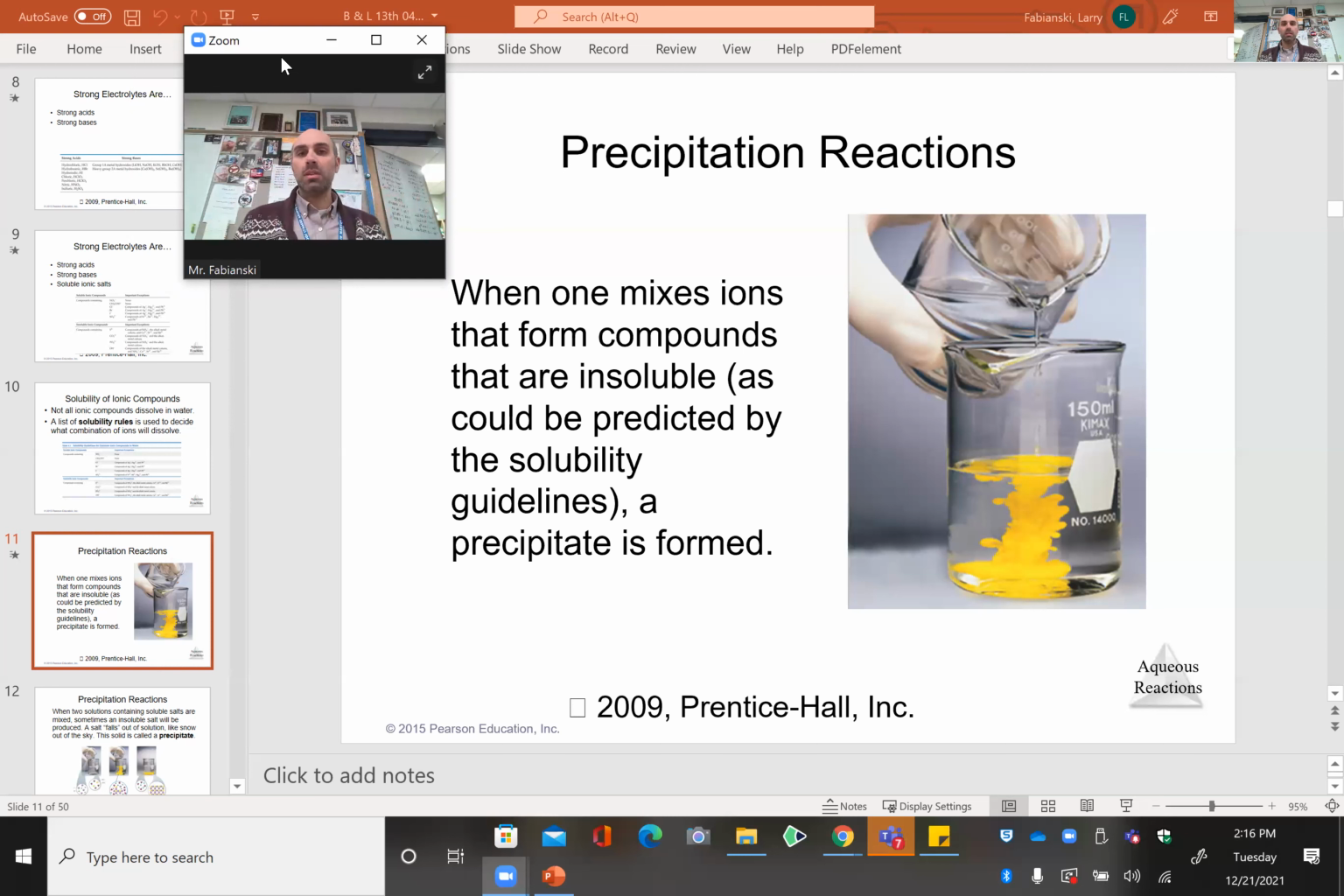We talked about solubility over summer. You still have your packets. You have the solubility rules. The solubility rules are also in your book. Just go into the index, search up a solubility table, and you'll find them. You can even type it in the internet. You'll find a whole bunch of them, I promise you. But this is a precipitant reaction, okay?